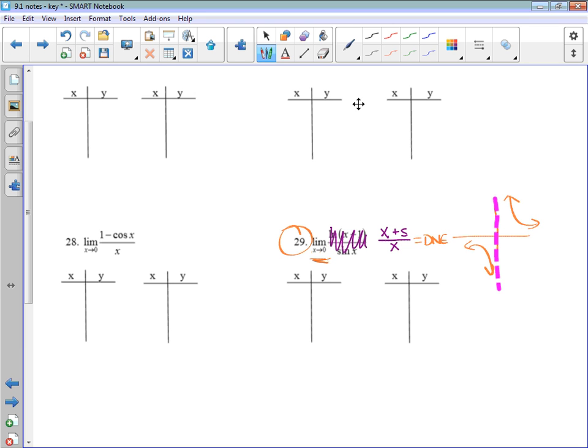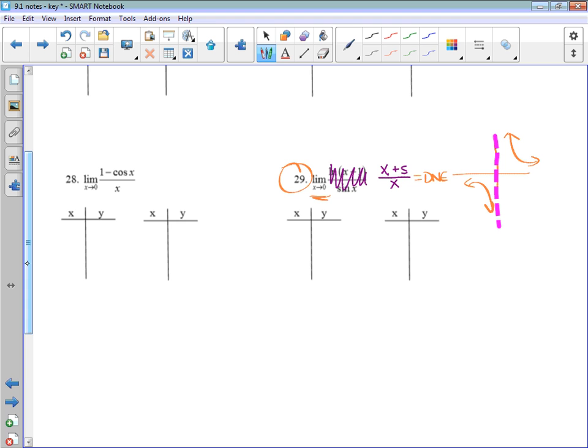Okay, guys. Now we're going to add just a little bit to this one, just to make sure, since I didn't do the long notes. Let's do 0 from the right for this function. We'll keep it the same graph. And as x approaches 0 from the left for my x plus 5 over x. I want to make sure you understand what you don't get. I know that doesn't make sense.